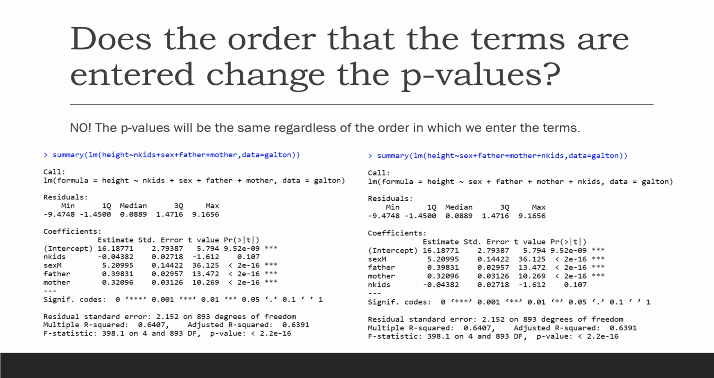As we look at our model, here's height with number of kids, sex, father plus mother. Here we've got the same model with number of kids entered last. And if we just look at the coefficients, the standard errors, the t-test statistics and the p-values, they are exactly the same whether we entered it first or last.